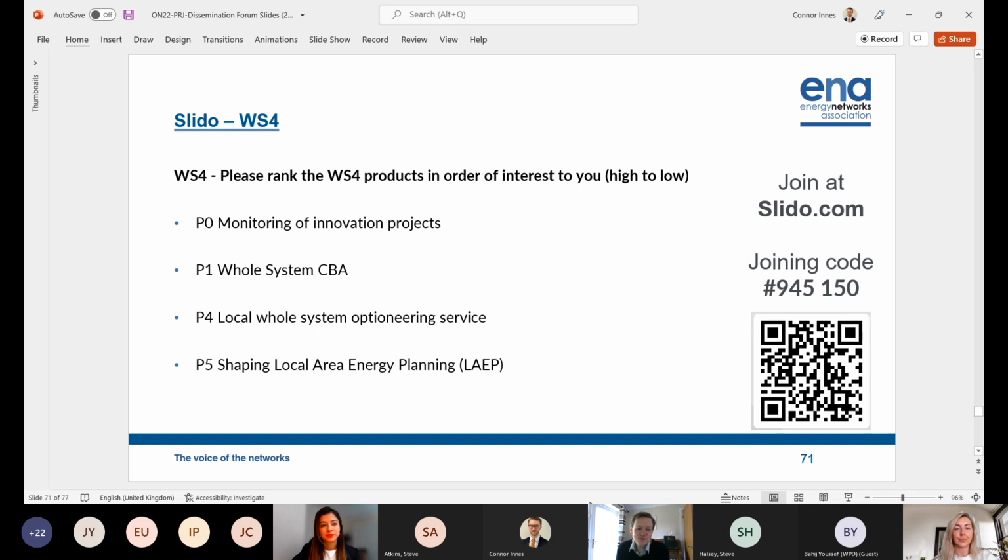So could you please rank the Workstream 4 products in order of interest to you from highest to lowest? So that was P0, the monitoring of innovation projects, P1, whole system CBA, P4, local whole system optioneering service, and then finally P5, shaping local area energy planning.